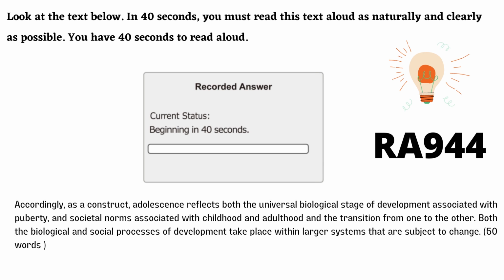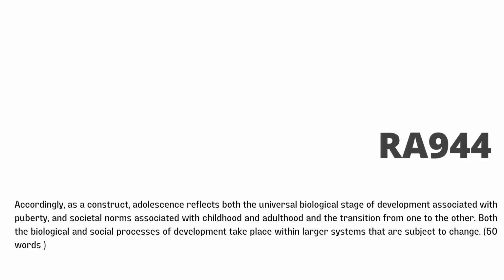Accordingly, as a construct, adolescence reflects both the universal biological stage of development associated with puberty, and societal norms associated with childhood and adulthood, and the transition from one to the other. Both the biological and social processes of development take place within larger systems that are subject to change.